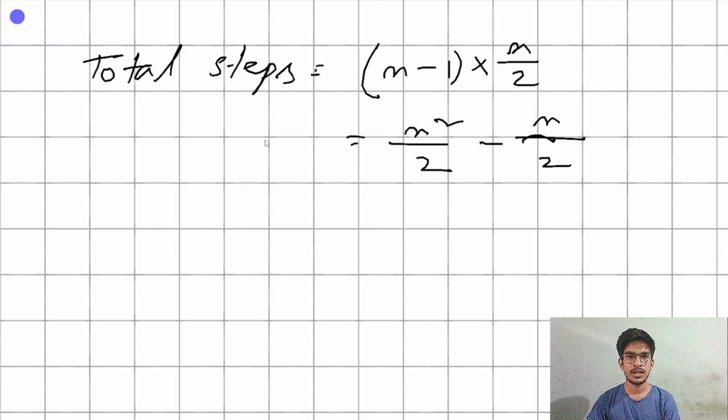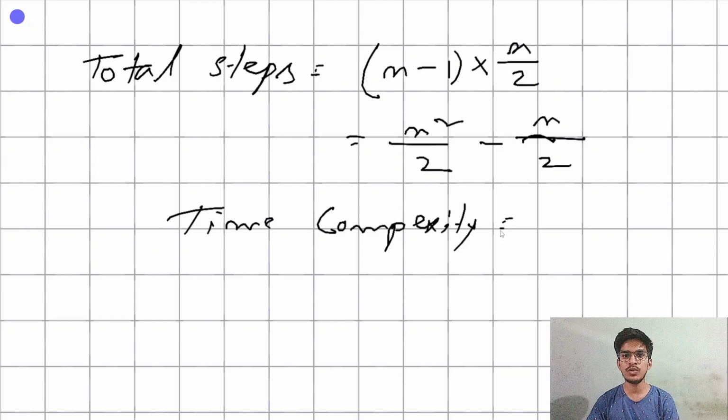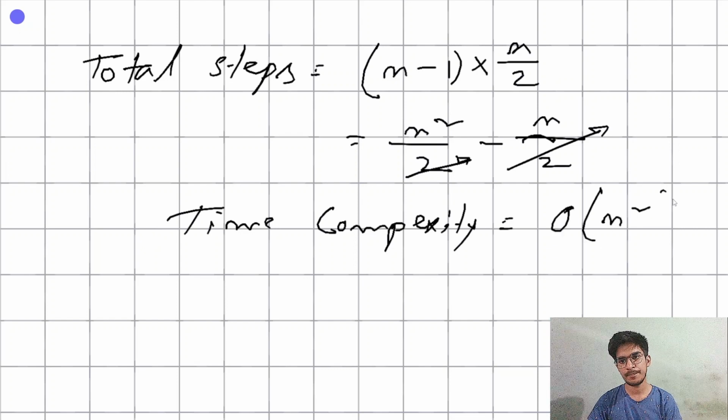If we express it in big O notation, we have to cut the less important terms, like the constants and the lower power variables. This is the less important term: n is a lower power variable than n squared. So we have to cut this too, and the complexity becomes O of n squared.